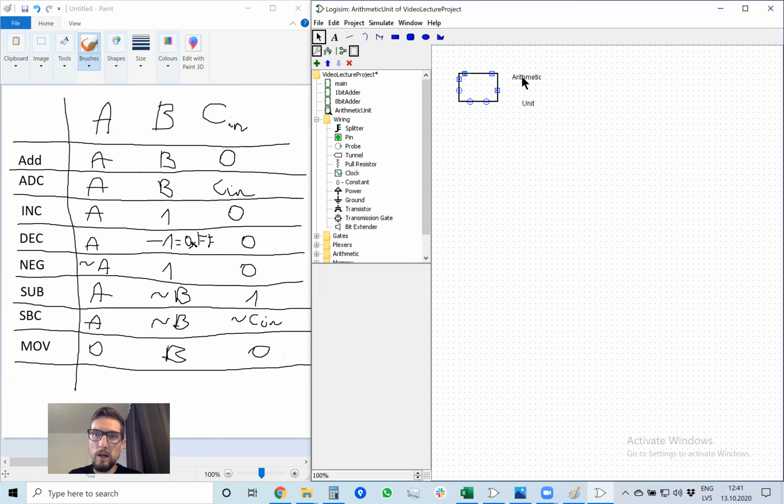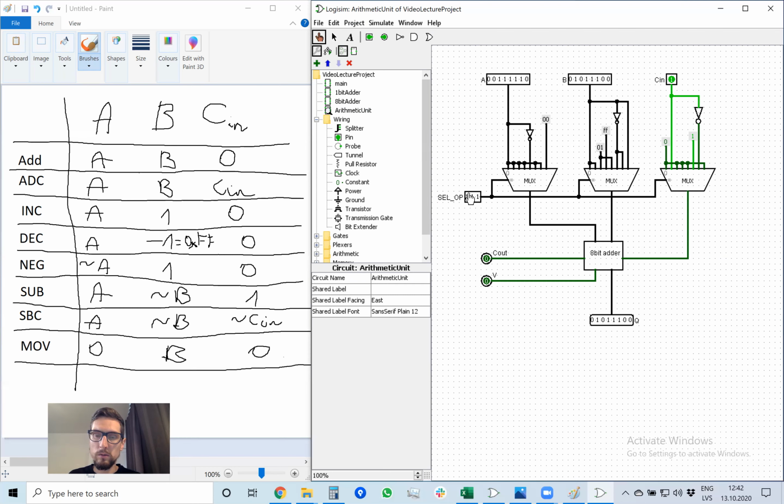So this thing does math functions. And I can just save it, and that's all. This operation selector just selects which function to perform. So that's all for this lab.